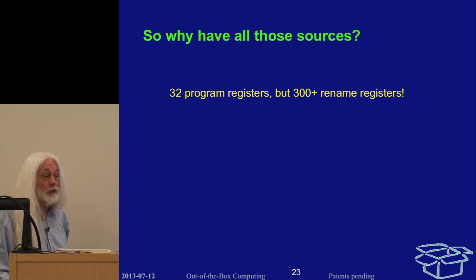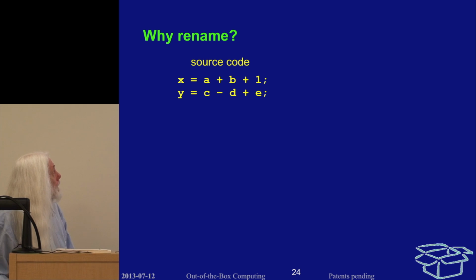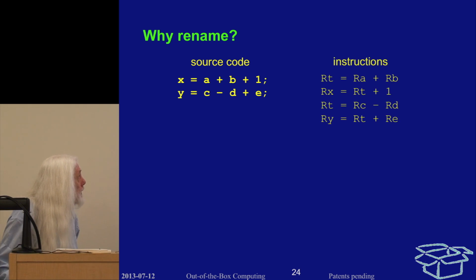Why have all those sources? There's only 32 program registers. All those extra registers are rename registers. Why do rename? Say this is your initial source code, which, in a naive compiler, would produce this as your machine instructions. Get a temporary register, we add the A and B registers and put the result in the temp, increment the temp by 1 and put the result in our result register, and similarly for the second expression.